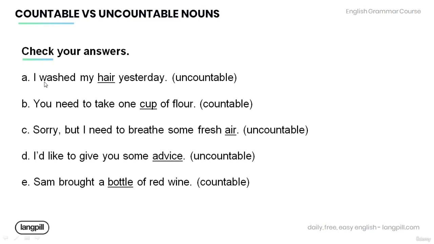Now, let's check your answers. Hair, uncountable. Cup, countable. Air, uncountable. Advice, uncountable. Bottle, countable.